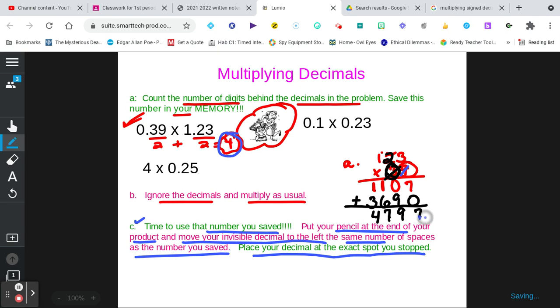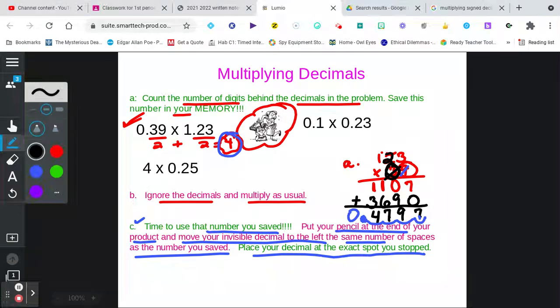So you can go to the very end, go into your product, and go to the left. 1, 2, 3, 4. And where you stop is where your decimal goes. And you're allowed to add a 0 there, okay? And that's how you multiply decimals. This is something you should have learned in grade 6.